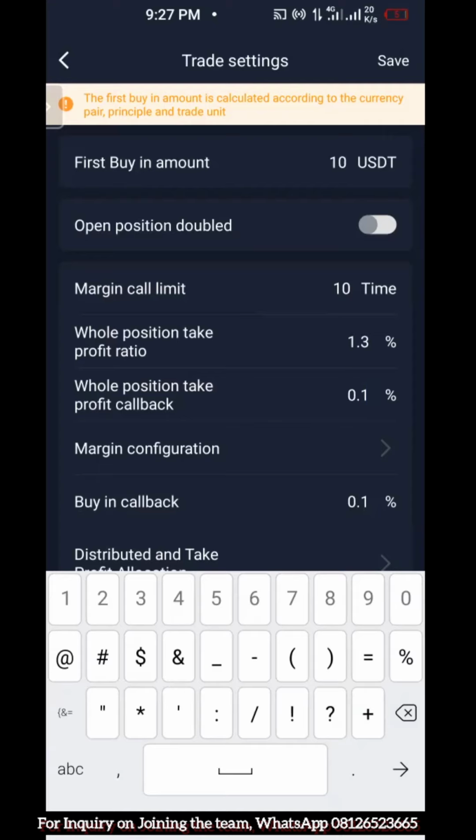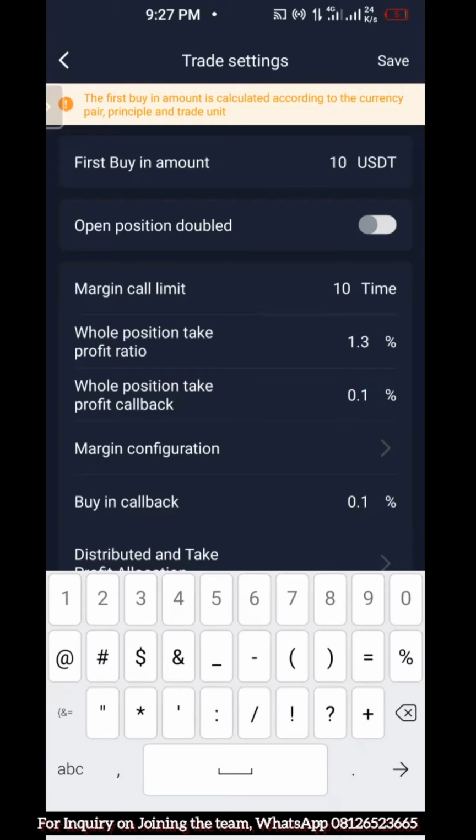Don't worry, if you have any question, please, by all means, just write it out. You can put it in the chat box. Once I get there, I can see it and re-explain anything you do not understand. So that's the whole position take profit callback.